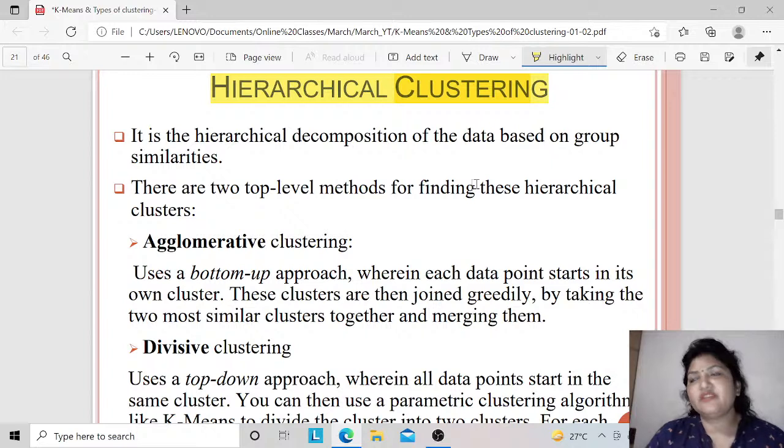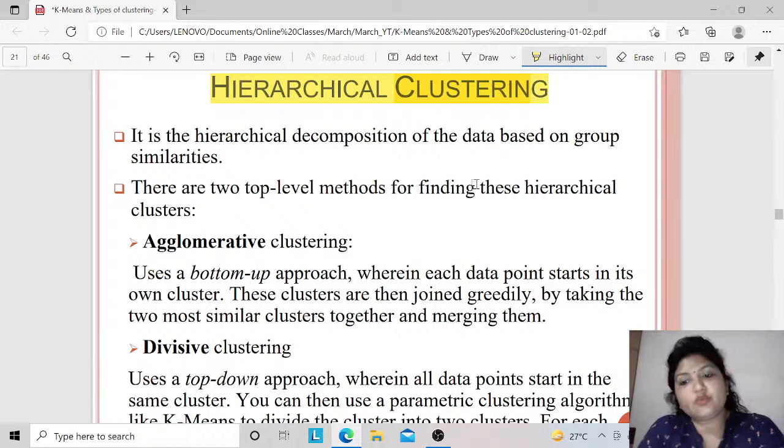Good evening, everyone. Today's session is on types of clustering. We will be discussing the clustering methods, what the applications are, and what the advantages and disadvantages of clustering are. We know that clustering algorithms are used in unsupervised learning, where we don't have the labeled data set.